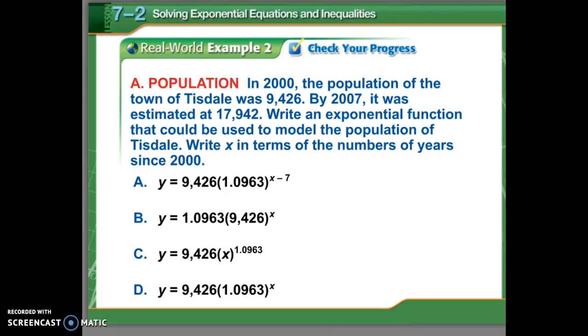Okay, we're going to jump to the check your progress problem. Same kind of setup for this. Read through the problem. Once you have your answer, go ahead and advance to the next screen, and we'll see what the answer is.